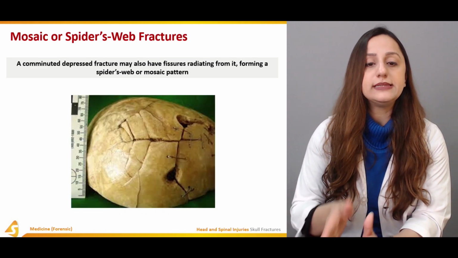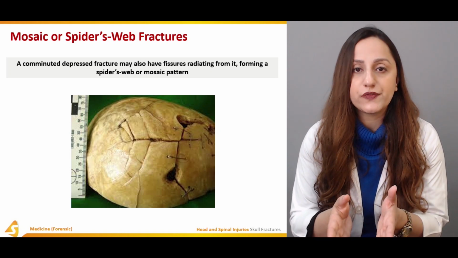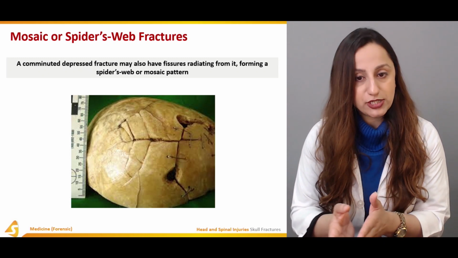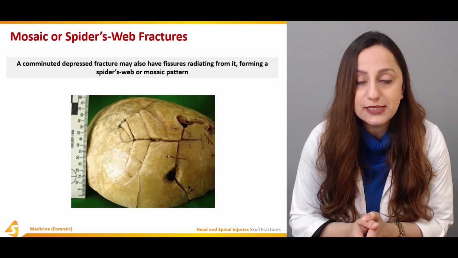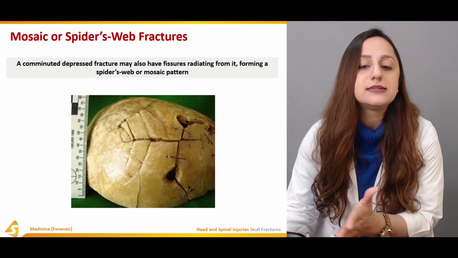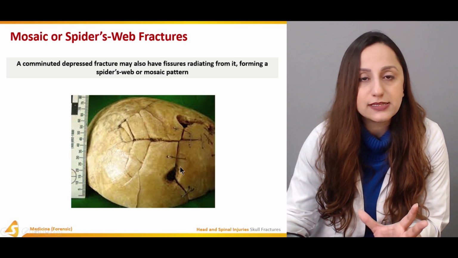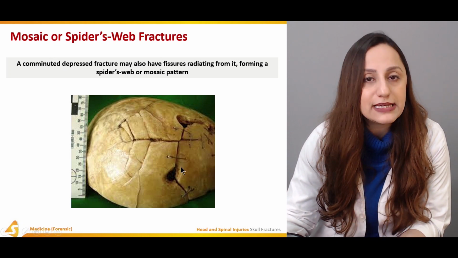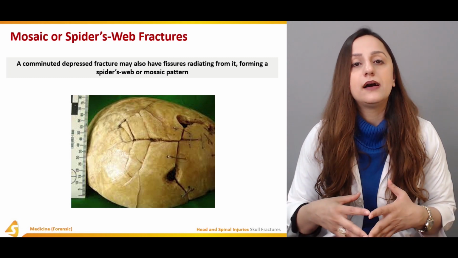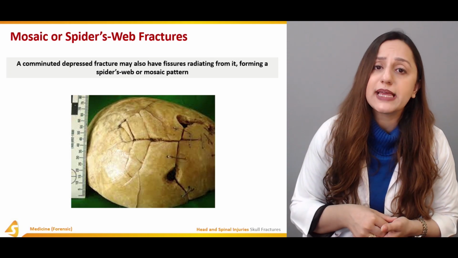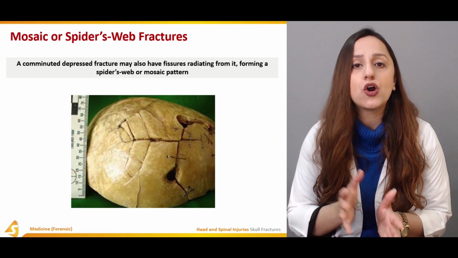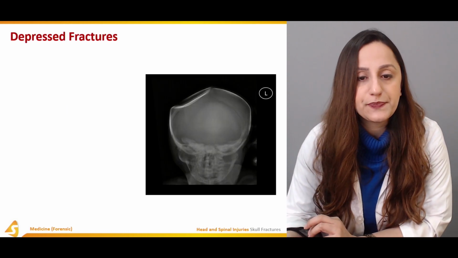So the mosaic or spider web fracture is another kind of skull fracture that we come across. A comminuted depressed fracture may also have fissures radiating from it, forming a spider web or a mosaic pattern. As you can see in this diagram, there is a spider web, a mosaic pattern seen on the skull, indicating the mosaic or spider patterns that are formed by a lot of other fractures. Even the linear fractures, the pond and the depressed fractures can be found here. It's a combination of all of these fractures.